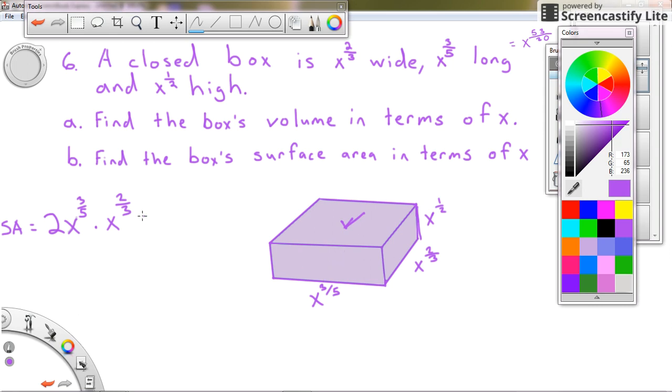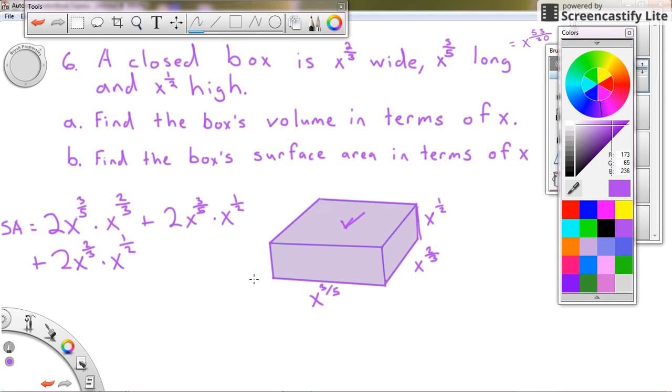This one's going to be plus 2 of these, so 2 times x to the 3/5, and times this dimension here, which is x to the 1/2. And I'm just going to carry this down here, plus 2 of this side here, which is going to be 2, because there's 2 sides, x to the 2/3 times x to the 1/2.